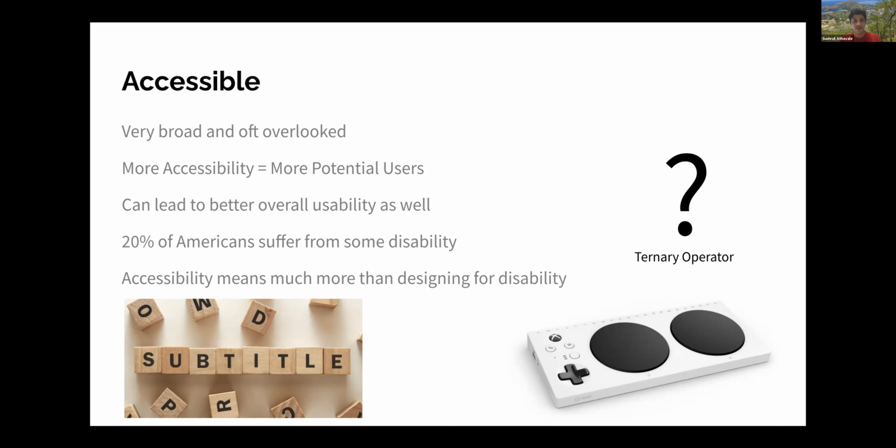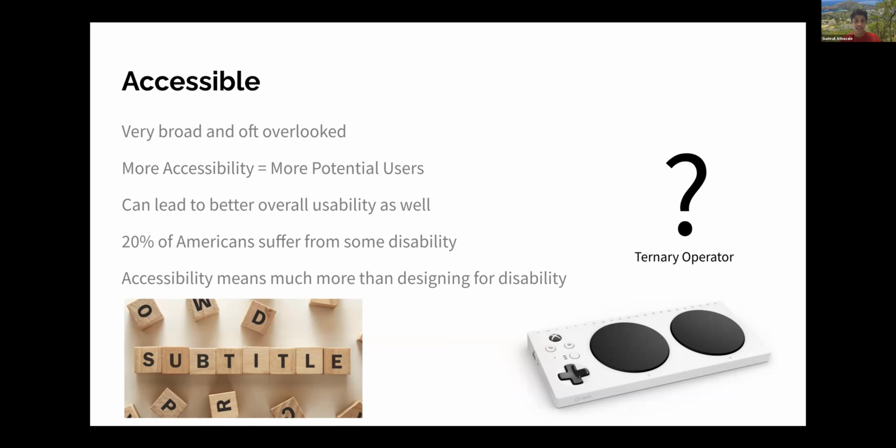According to the latest census, 20% of Americans suffer from some kind of disability, whether that be vision impairment, hearing impairment, physical impairment, cognitive disabilities, etc. But that's 1 in 5 Americans. And if you aren't trying to make your product accessible, you're losing out on a lot of customer base. And this is something that a developer really has a lot of access to.